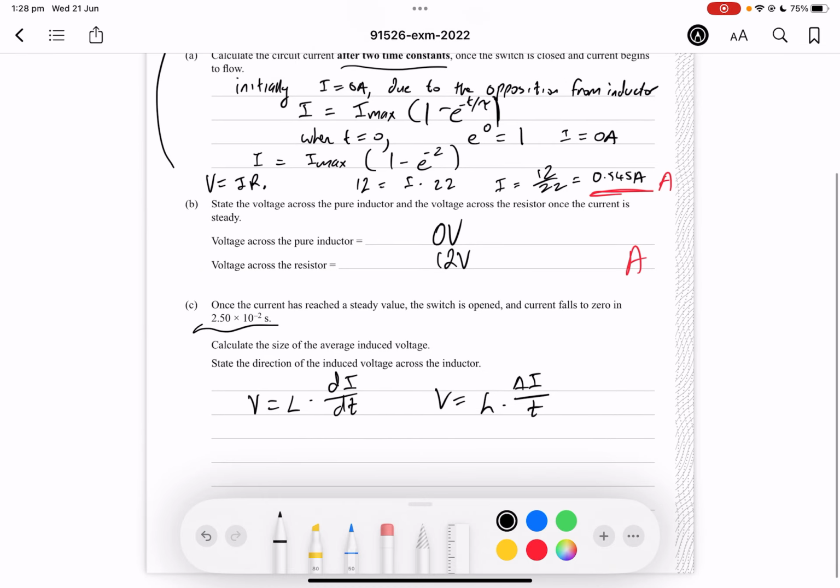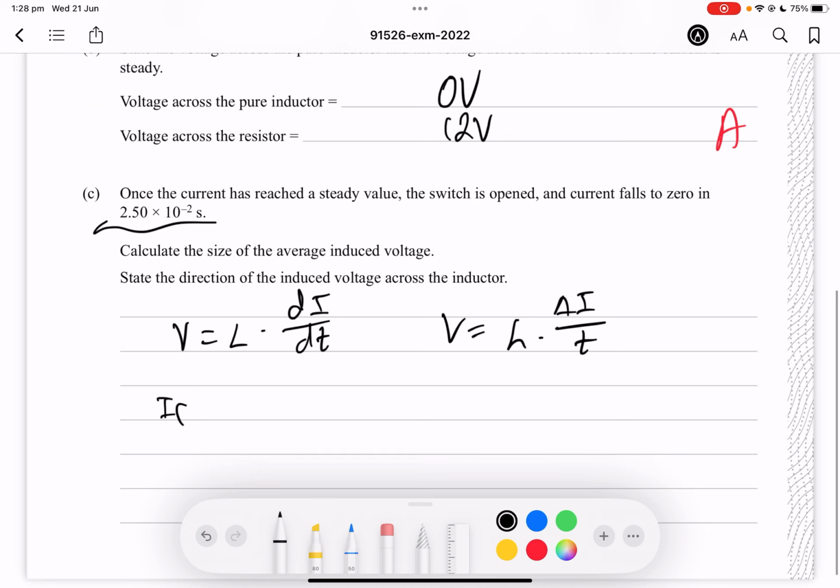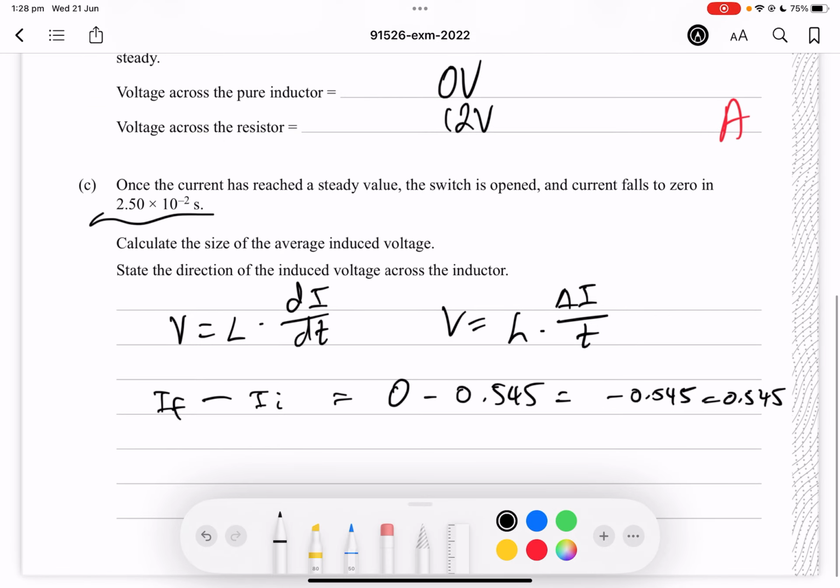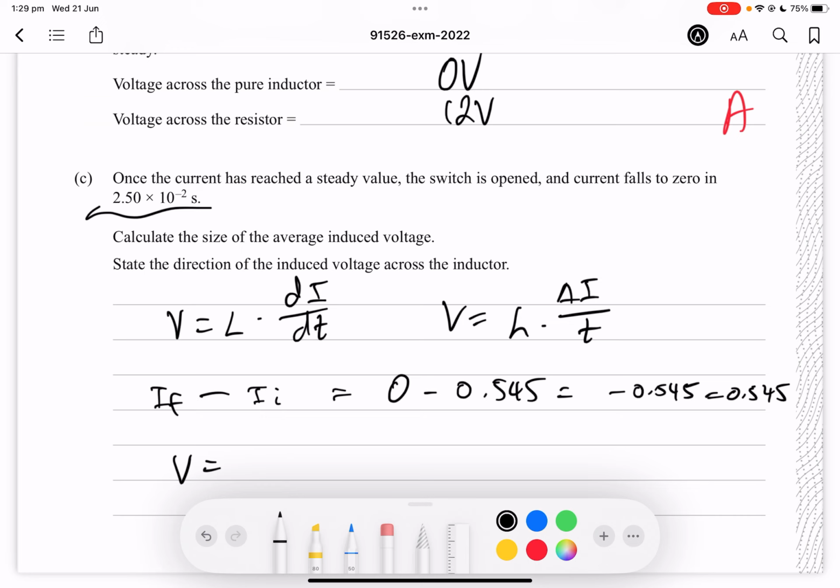To find the change in I, this will be the final value of the current subtracted by the initial value of the current. So the total change is 0 minus 0.545, which is negative 0.545. But in this case, we can just worry about the absolute value, so we can just take it as 0.545. And V equals L times 0.545 divided by the time, which is, what is the time?